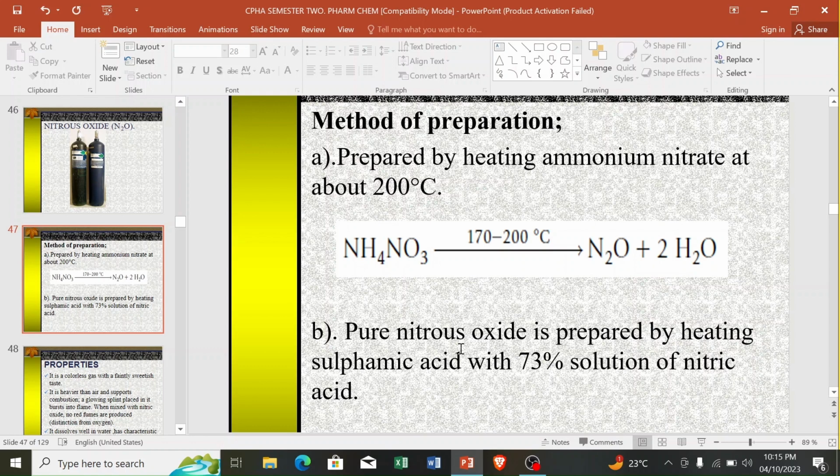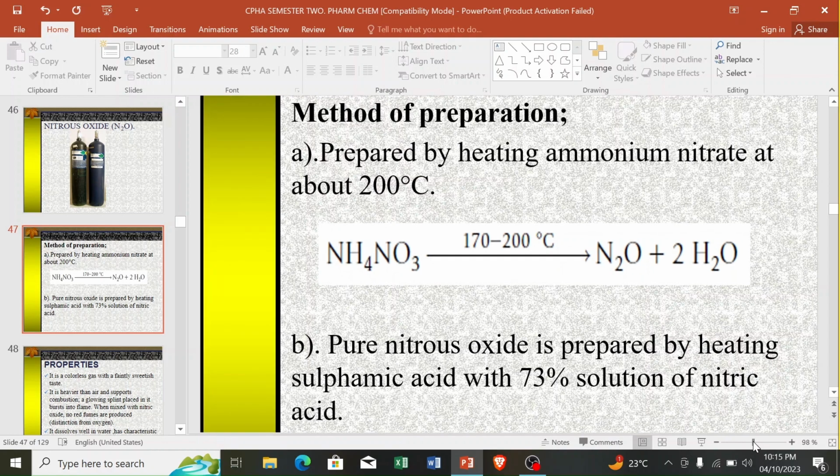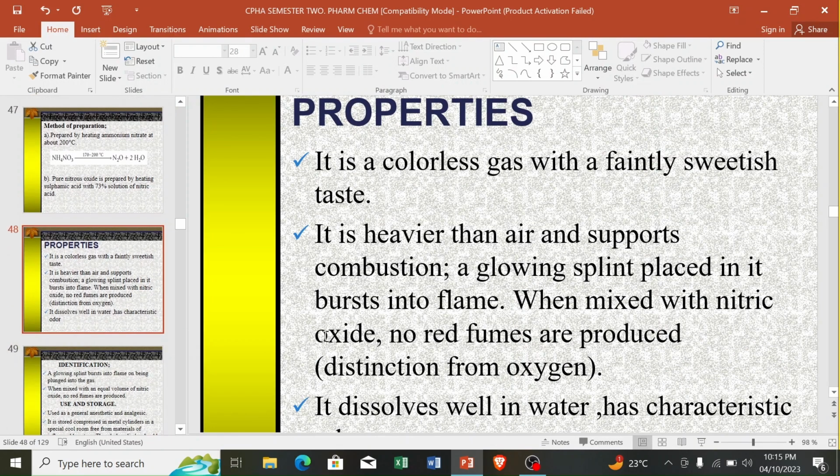So when you are asked to outline the method of preparation of nitrous oxide, you can give either of the two methods. If you are asked to prepare nitrous oxide from ammonium nitrate, you give this preparation and then you write the equation, or you outline the equation of reaction so that you are in a position to get all your marks. So after we have known how we can prepare nitrous oxide, there is need for us to know the different properties of nitrous oxide. So the next slide takes us to properties of nitrous oxide.